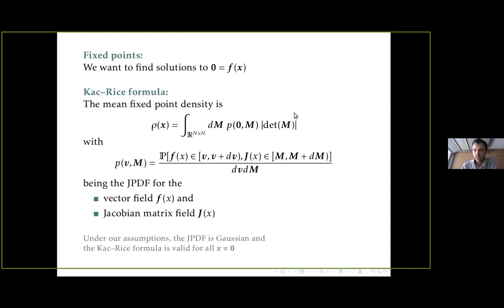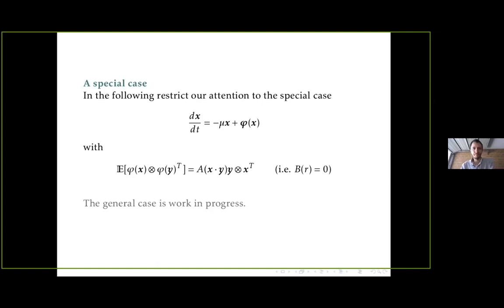There will be the determinant of this matrix, and here P is the joint probability density function of the vector field itself and the Jacobian matrix field. Of course, there are some assumptions that need to be satisfied for us to apply this, but under the assumptions we introduced before, these Gaussian fields are very nice and everything works out nicely, so let's not worry too much about it. Our general nonlinear field was described by two functions, A and B. Let's just consider the case where B equals zero for simplicity. This is what we have published. The full general case is a work in progress, but should appear before too long.